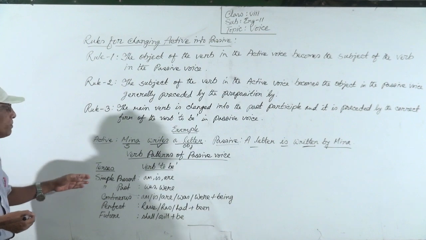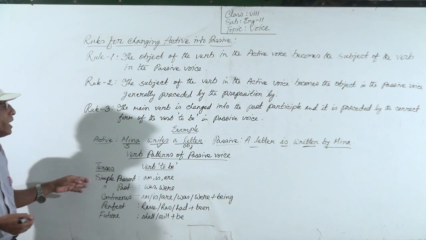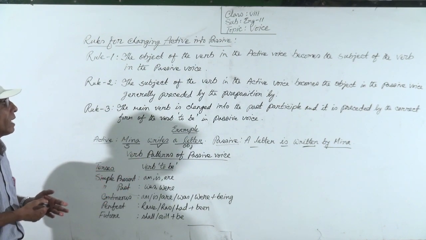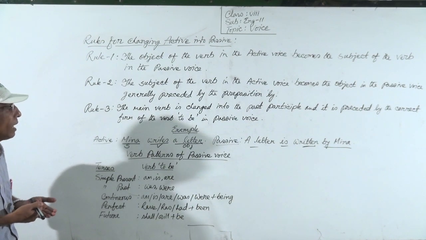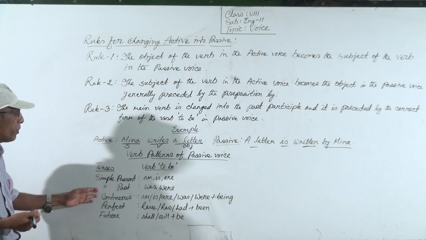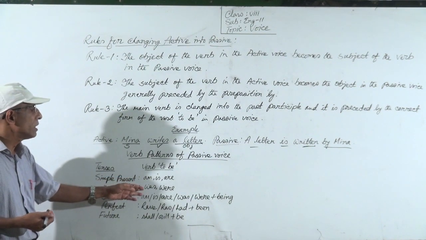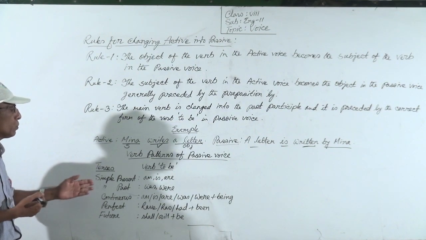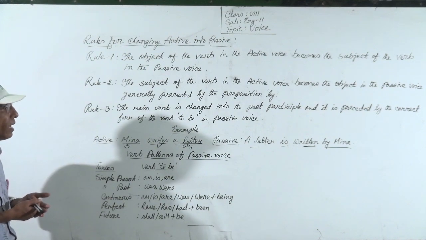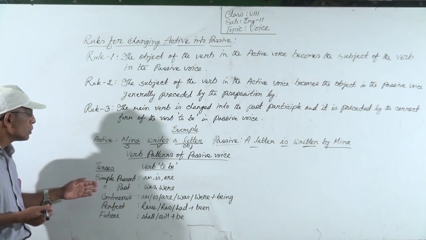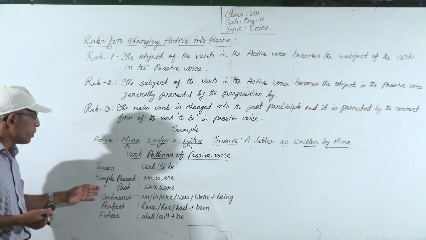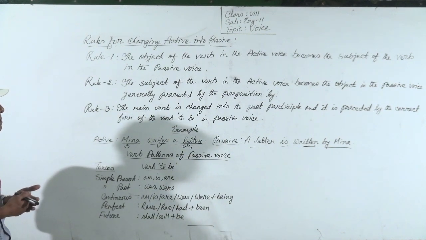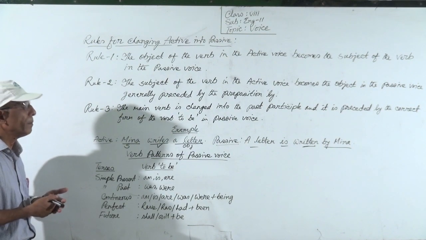I am again saying, if the active voice is simple present, then you have to use am or is or are according to the subject before the past participle form of the main verb. Okay? If the active voice is simple past, then you have to use was or were as the to be verb before the past participle of the principal verb.